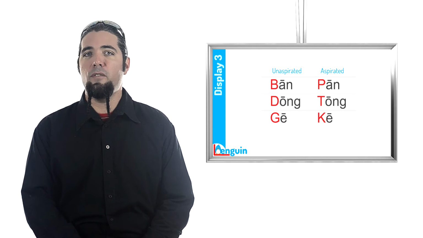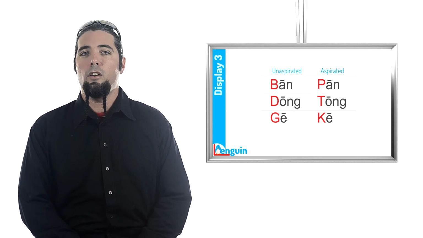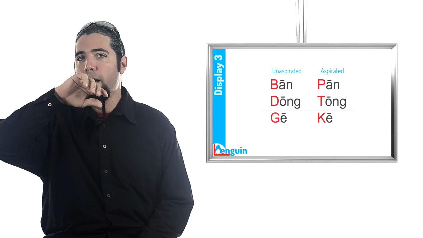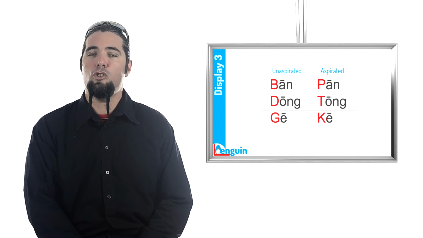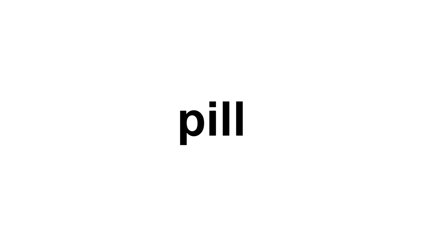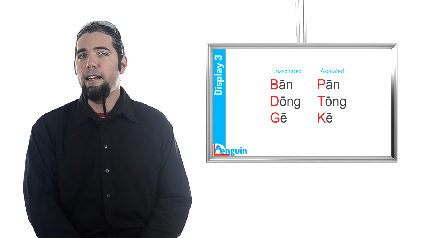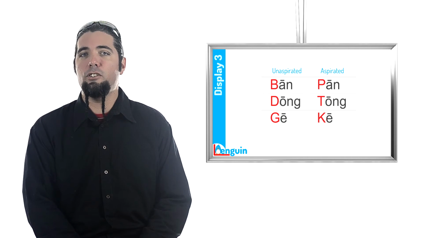Aspiration is a puff of air following a consonant. English P, T, and K are usually lightly aspirated. You can feel the puff of air if you hold the back of your hand in front of your mouth while saying pill, till, kill. Try it. Chinese P, T, and K sounds are very strongly aspirated.